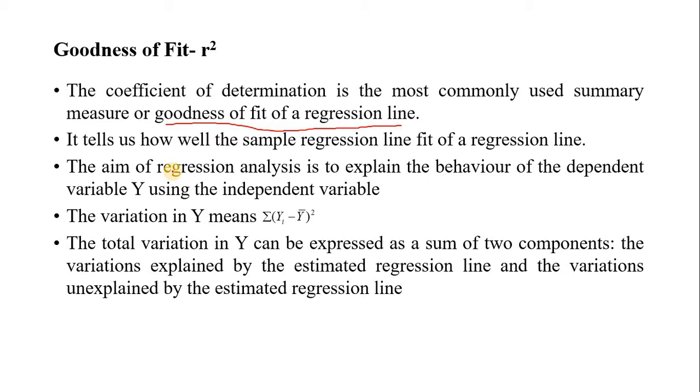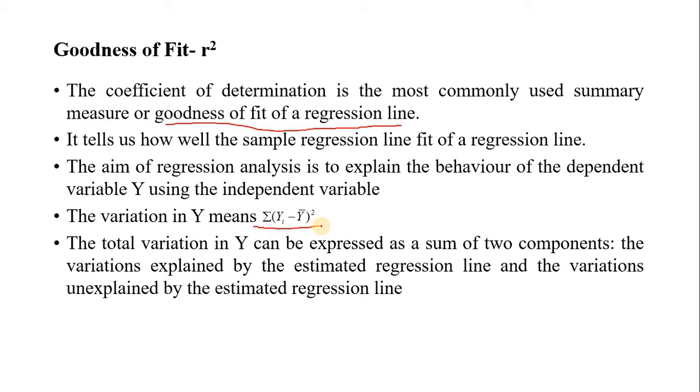Basically, the changes in the dependent variable means the variations in your dependent variable, which is sigma (yi minus y bar) square. Variation means the change of a variable from its average, y minus y bar. Then total variation means the summation of (yi minus y bar) square.